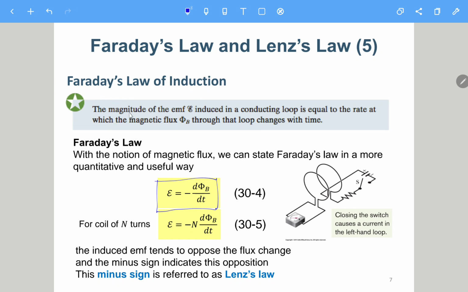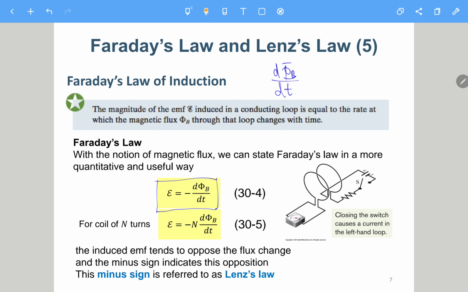Here it says, the magnitude of the EMF E induced in a conducting loop is equal to the rate at which the magnetic flux phi B through the loop changes with time. In the previous page we already have this phi B, and it will be changing to generate the current. So we take the derivative of the magnetic flux with respect to time, which means this is the rate at which the magnetic flux changes.